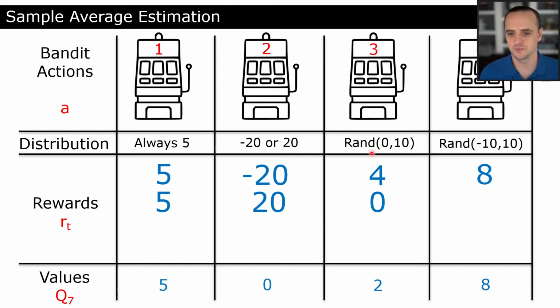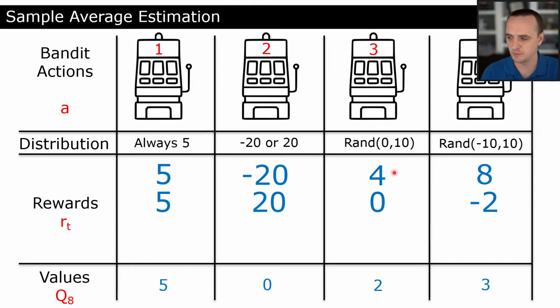Now Q7, we get a 0 here, so we got unlucky with that pull. So 4 plus 0, that's 4, divided by 2 is 2. And for our last one, maybe we got a negative 2 with this pull, and so we've got 8 minus 2 is 6, divided by 2 is 3. So we just keep going on and on and on with that. So on an exam, I could give you these numbers and you could very easily calculate something like this, okay? So that's it. That's the sample average estimate.